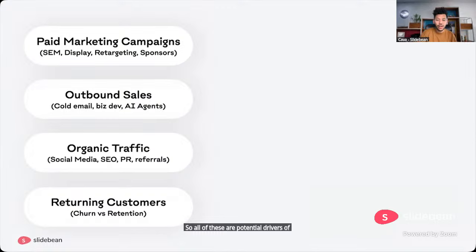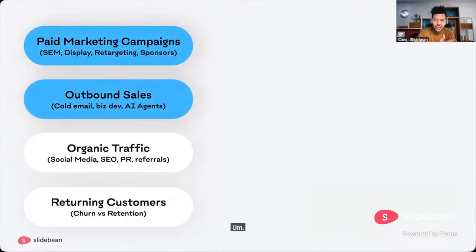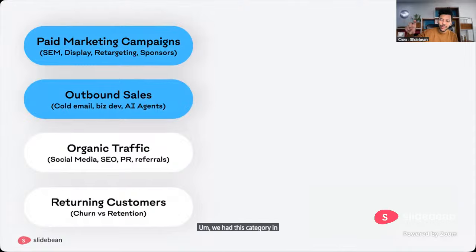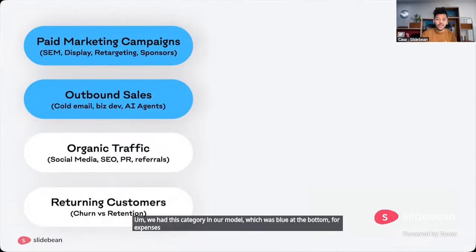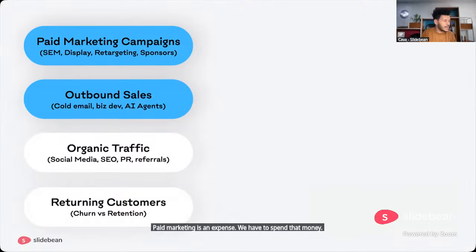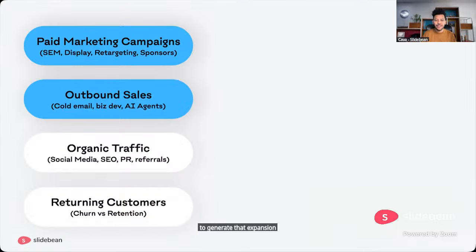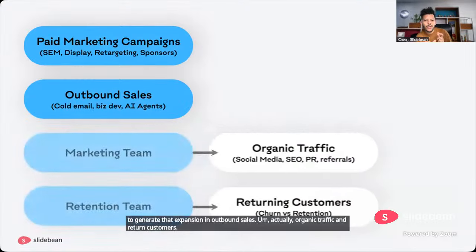But if we follow our color coding, we actually would need to color code these a little differently, because if we remember, we had this category in our model, which was blue at the bottom for expenses. And some of these are expenses. Paid marketing is an expense. We have to spend that money on ads in order to generate that revenue. And outbound sales is an expense. We need to hire that team, and we need to pay those salaries. We need to put butts in seats to generate that expansion in outbound sales. Actually, organic traffic and returning customers, there's also an expense tied to them, right?